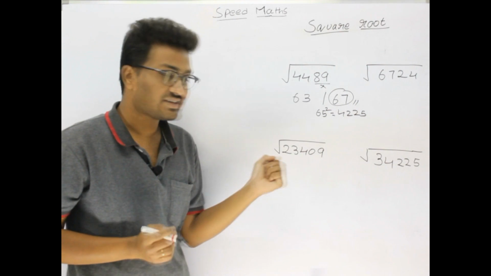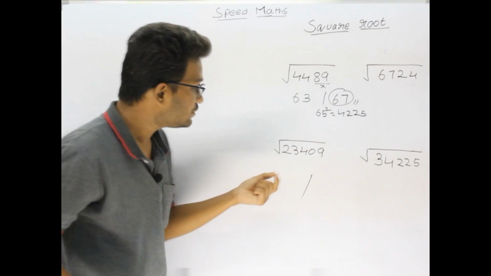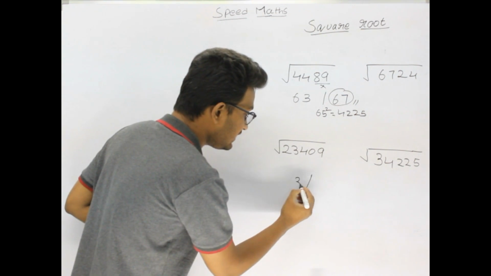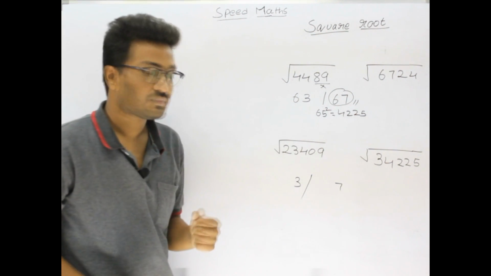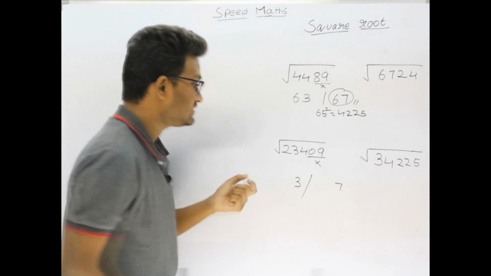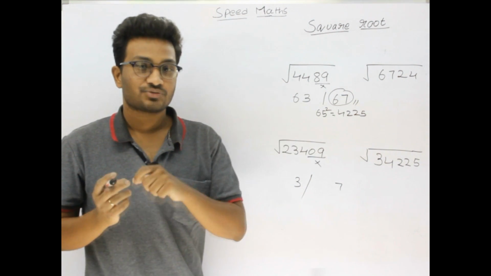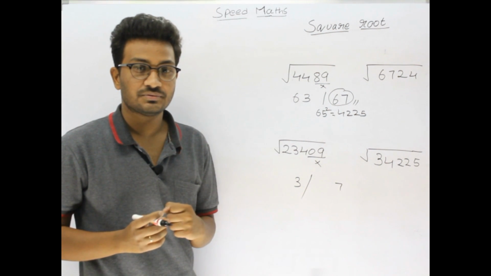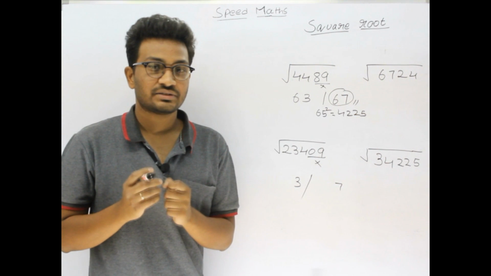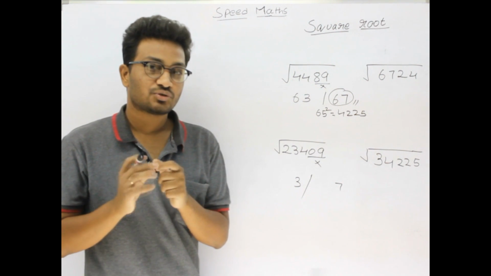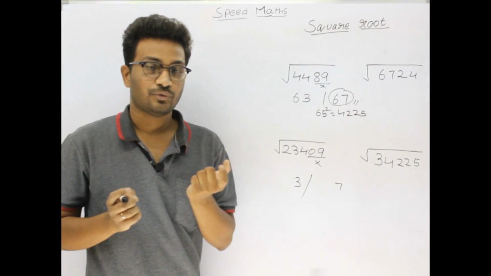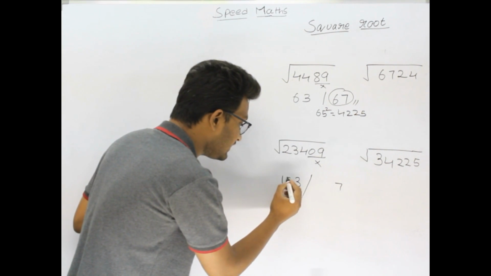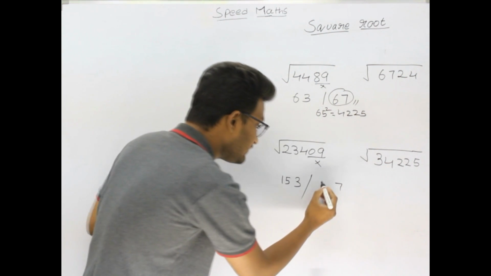Now let's see this example. Here also this number ends in 9. So the square root ends in 3 or 7. Now leave the last two digits. Now tell me what is the square which is close to 234 and less than 234. If we take, 15 square is 225 and 16 square is 256. So we have to take 15 square because it is less than 234. So write 15 here and write 15 here.